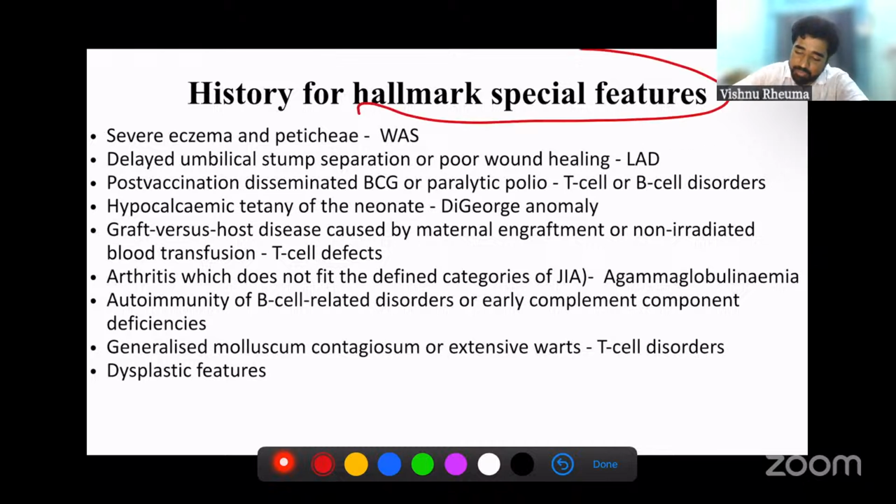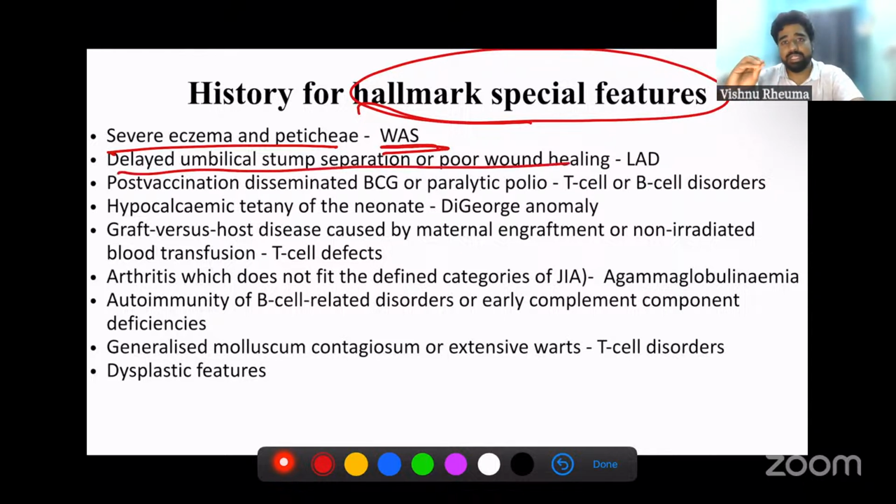Then some hallmark special features. For example, Wiskott-Aldrich syndrome will have your severe eczema and petechiae. Then leukocyte adhesion defect, which is a phagocyte abnormality, will also have delayed umbilical cord separation, poor wound healing at the umbilical stump. Then if it is T cell or B cell, basically your adaptive immunity, at your vaccination there will be abnormalities. The vaccine can itself overpower the immunity, it can cause BCGosis, paralytic polio, etc. Then DiGeorge anomaly, the parathyroid, pharyngeal arch is abnormal there, so parathyroid hormone is decreased, hypocalcemia is occurring, hypocalcemic tetany.